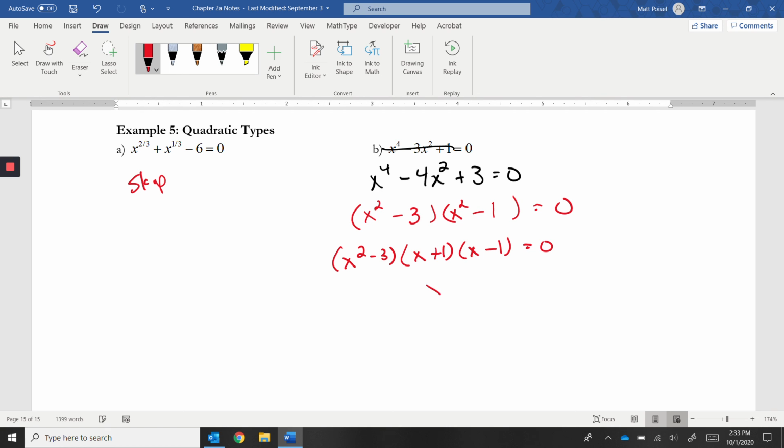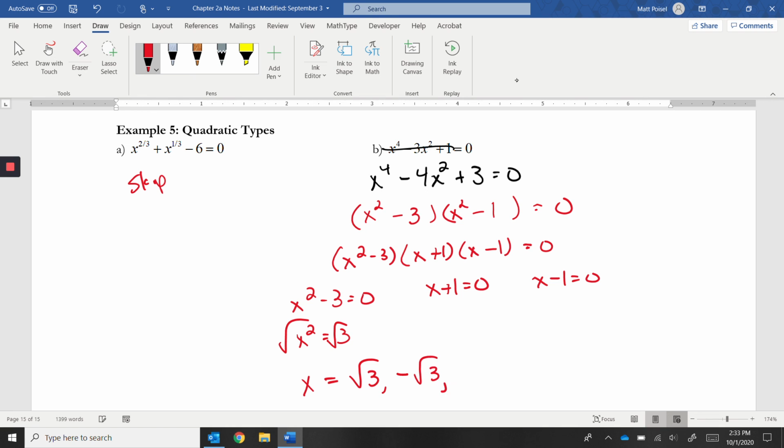These are pretty easy, set them equal to 0. X squared minus 3, be careful. We're going to add 3 to both sides. Take the square root, but anytime we take the square root, we've got the positive and the negative. So we're actually going to get 4 answers here: square root of 3, negative square root of 3, negative 1, and positive 1. Got to have all 4 of those answers.